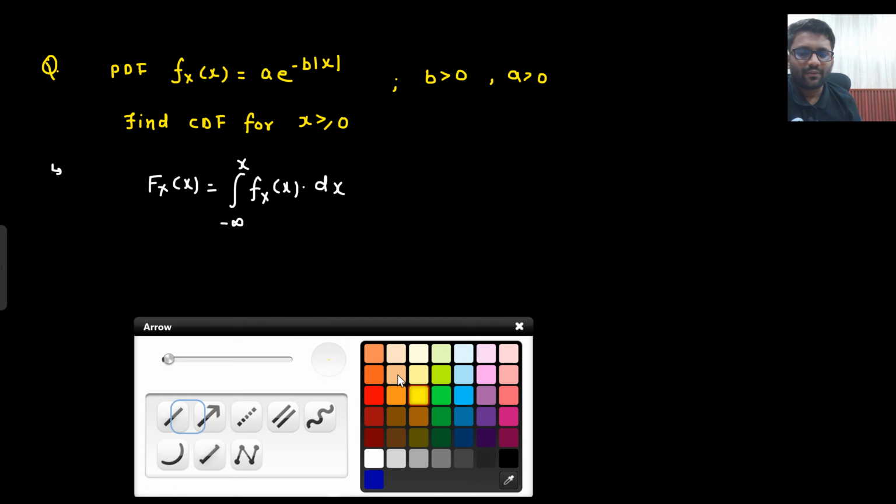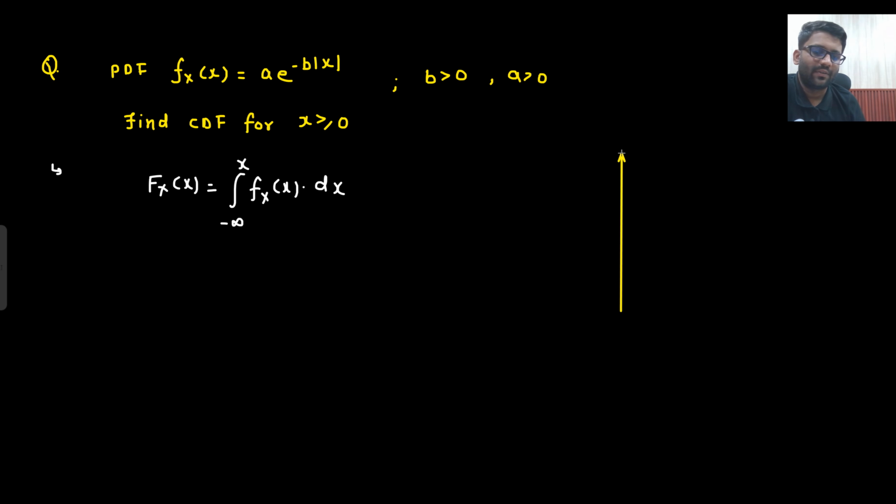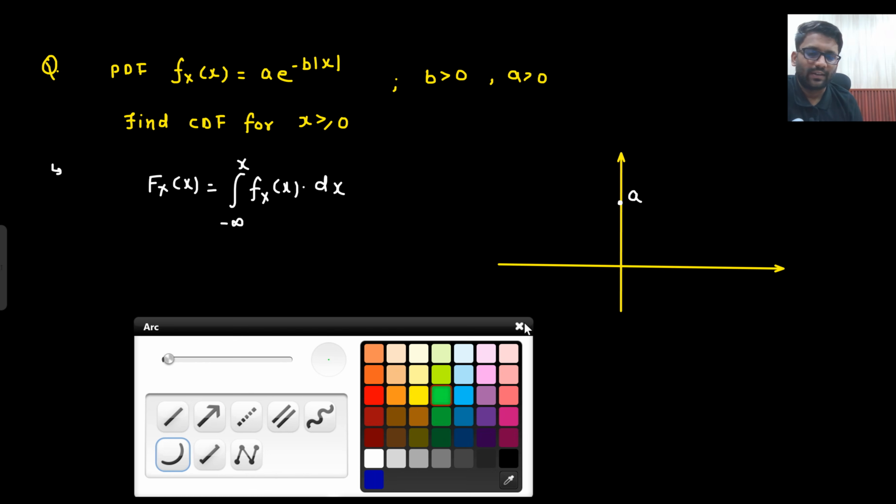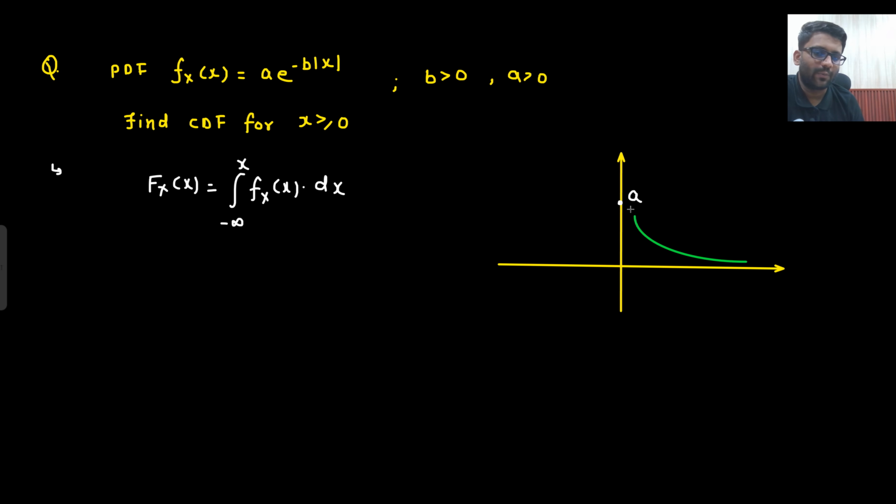Can you draw the graph of the PDF? Surely I can draw the graph of the PDF. Will it be an even graph? Yes. At x equals 0, the value will be a. At x equals infinity, the value will be 0. And the graph is even because in place of x, if you put minus x, you get the same graph. So this will be the graph of your PDF.